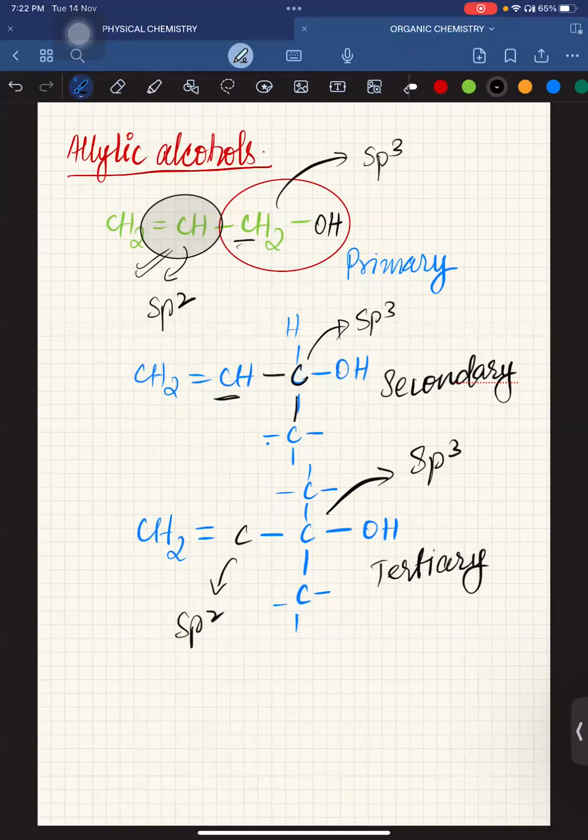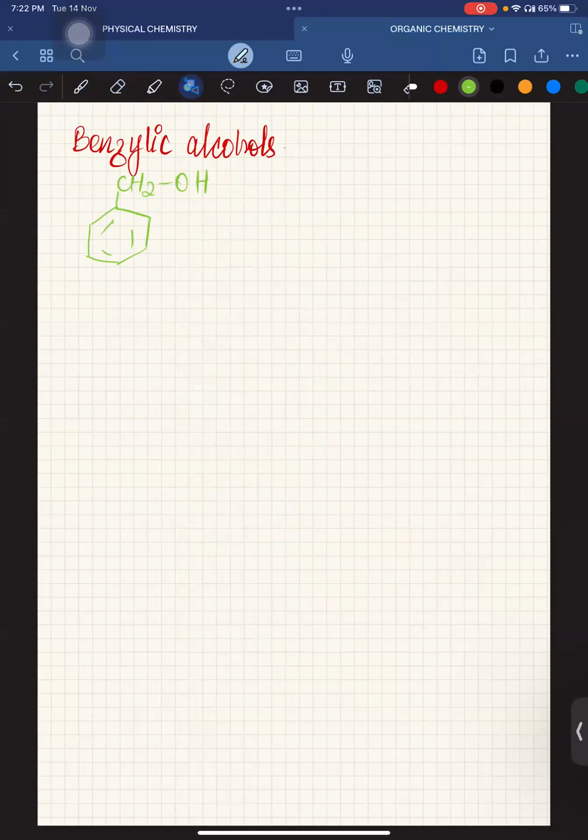Yes, sir. Then comes your benzylic alcohol. It is the same part of this, Csp3-OH. For benzylic alcohols, it is very simple. There will be benzene with CH2OH. The carbon it is connected to is sp3, and the adjacent carbon is sp2. So this is benzylic alcohol, and you can classify this as primary.